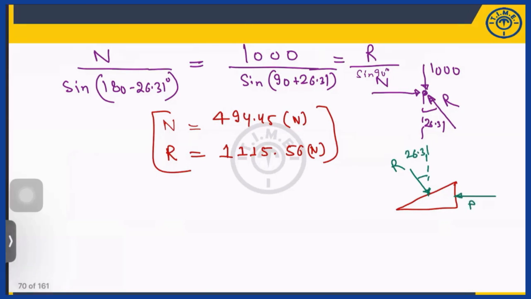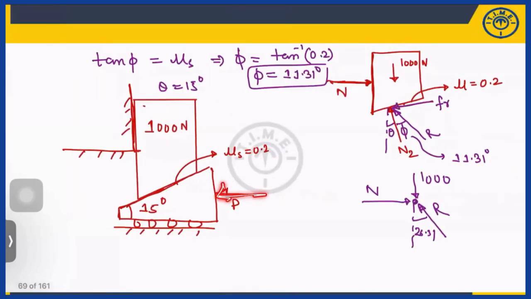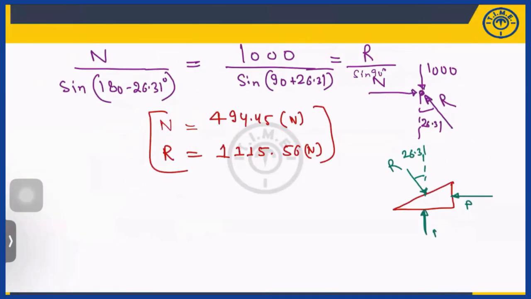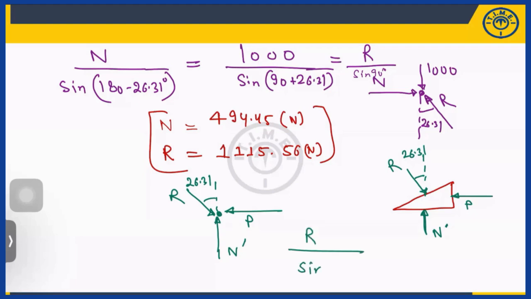Now, what is the other force? P is the force which you have applied. And one will be the normal reaction from the ground. Let us suppose this is N dash. Now again three forces are meeting. So this is P, this is R, 26.31, and this one is N dash. Again you have to apply Lami's theorem. Can I write R divided by sine 90 is equal to N dash? Otherwise, you can use Lami's theorem also.